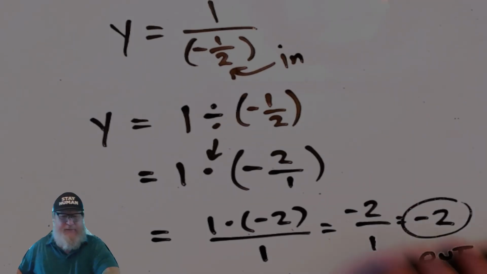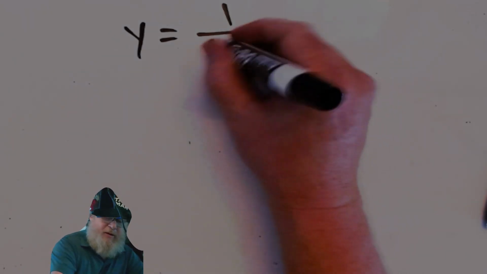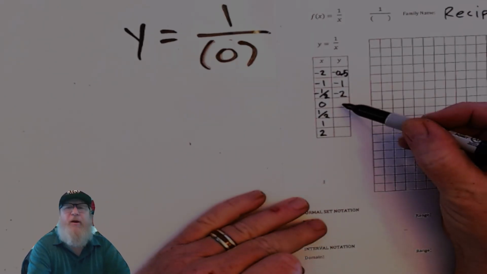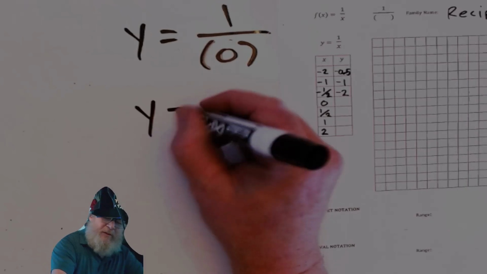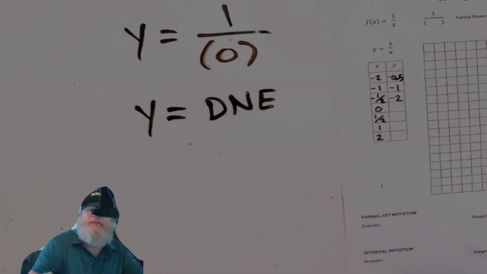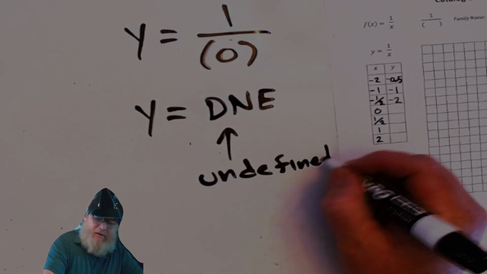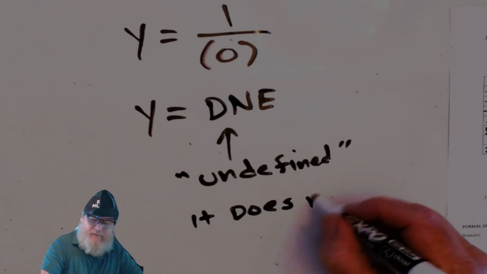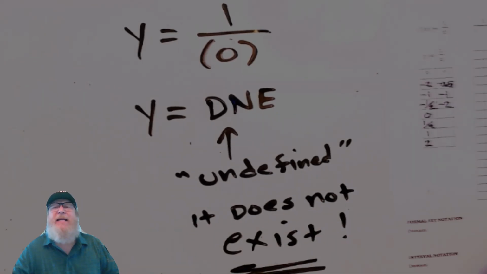Okay. Couple more points. This time my input is 0. So I'm right here, inputting 0. What is 1 divided by 0? Please don't say 0. I can hear you on the internet. Don't say it. 1 divided by 0 is undefined. It does not exist.